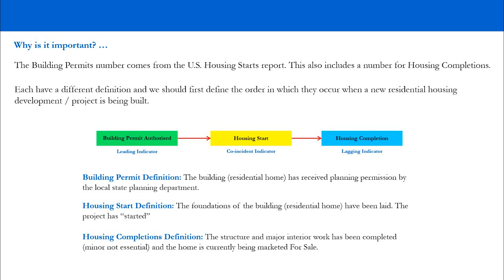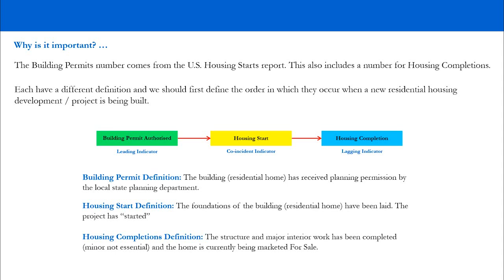And the housing start is defined as the foundations of the building. So the residential building, the foundations have actually been laid. So the project has actually started. And you can see that the flow works from left to right because obviously the housing completion, the complete house, at some point must have been built. So the housing start is the data captured every month when there's an amount of homes in the United States where the foundations of the residential home have been laid and the project has started.